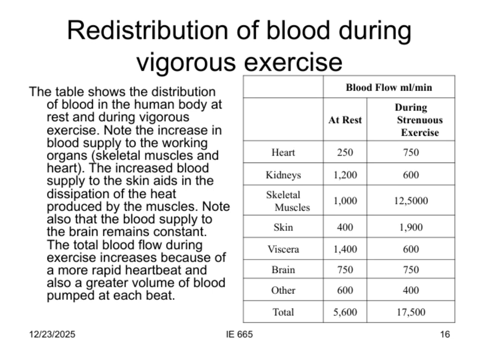Notably, the blood flow to the brain remains constant at around 750 ml per minute, regardless of activity level. This highlights how critical consistent blood supply to the brain is, regardless of physical activity. Overall, the total blood flow increases from about 5,600 ml at rest to 17,500 ml during exercise. This increase is driven by a faster heartbeat and a greater volume of blood pumped with each beat. So, the body efficiently redirects blood to where it's most needed during vigorous activity, ensuring optimal performance and temperature regulation.